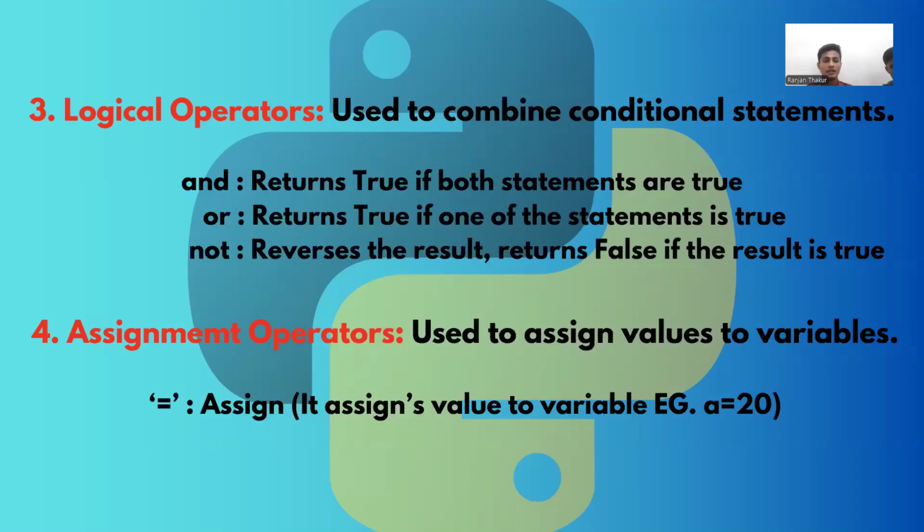So first one is AND. Returns true if both statements are true. Second one is OR. Returns true if one of the statements is true. Third one is NOT. Reverses the result. Returns false if the result is true.